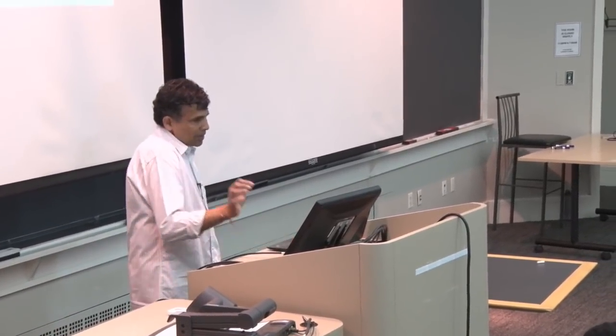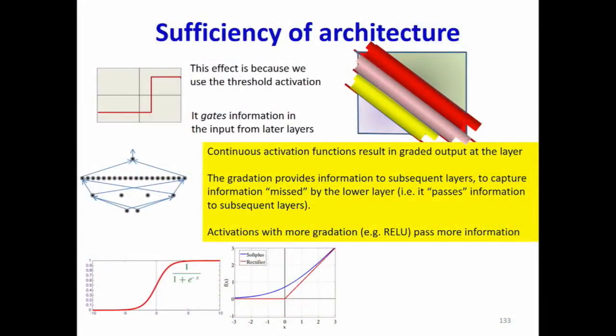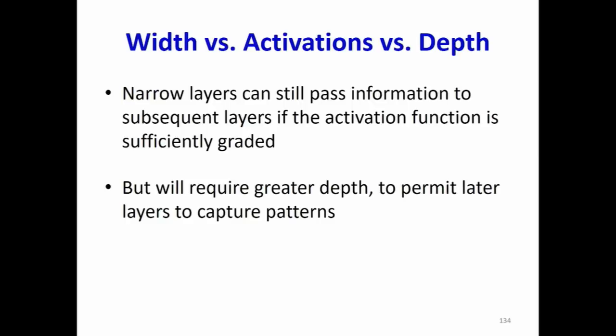So the point is that continuous activation functions result in graded output at the layer, and the gradation provides information to subsequent layers to capture information missed in the lower layers. That is, it passes information on to subsequent layers, and activations with more gradation, like the rectified linear unit, can be expected to be more effective at passing information downstream while actually also capturing a boundary. Right? So narrow layers can still pass information to subsequent layers if the activation function is sufficiently graded, but then in order to operate on this, you're going to need more layers, greater depth.